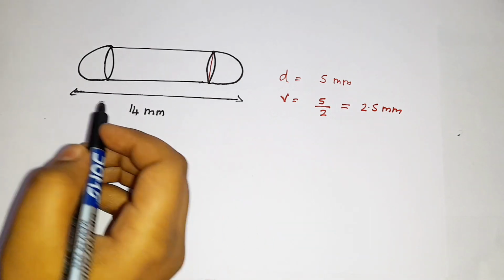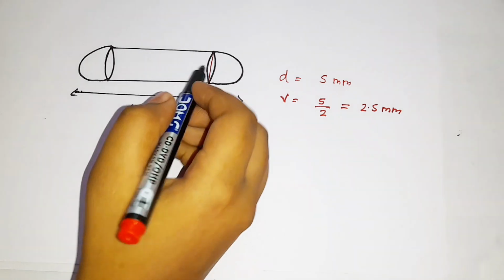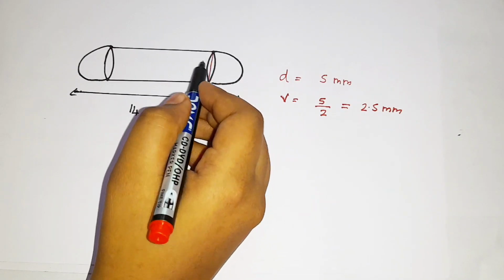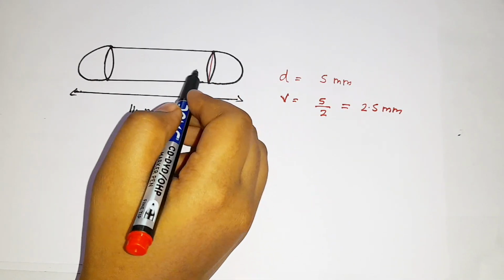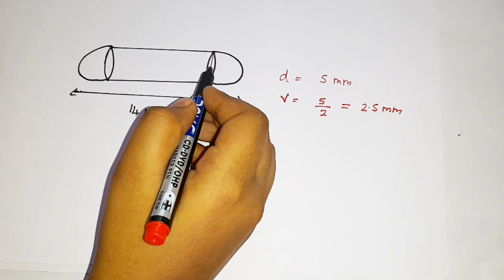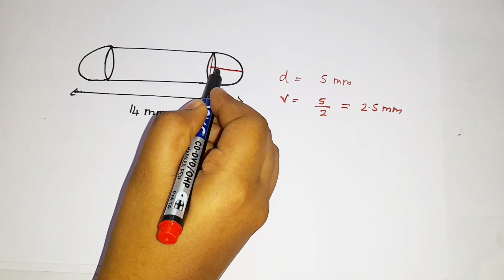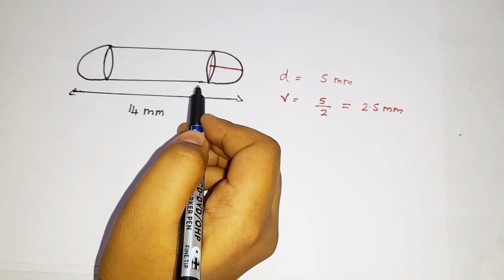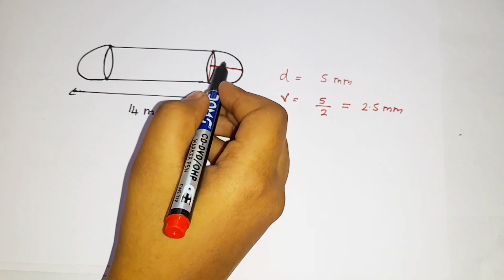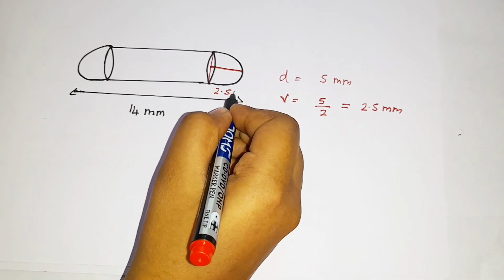Now, hemispheres have a diameter, a radius, and of course pi as well. A hemisphere doesn't have a height. Now I draw a line like this. What will be the value for this line? The value will be 2.5 mm.